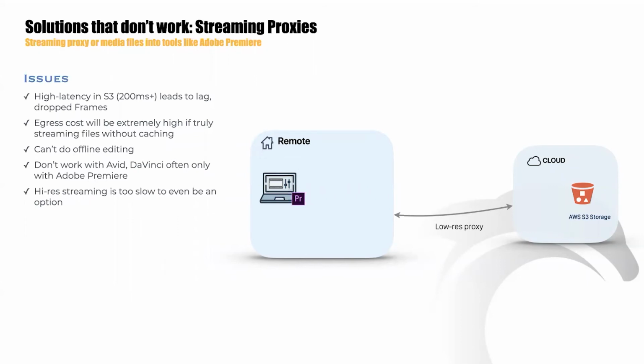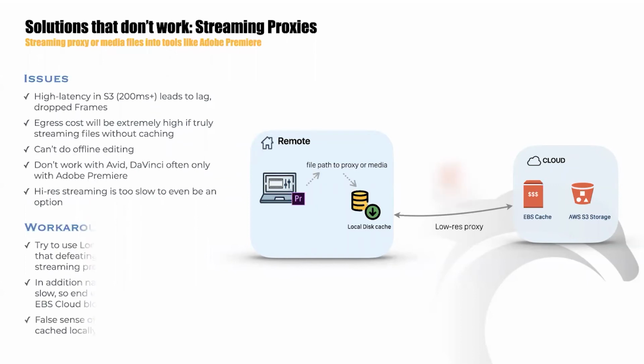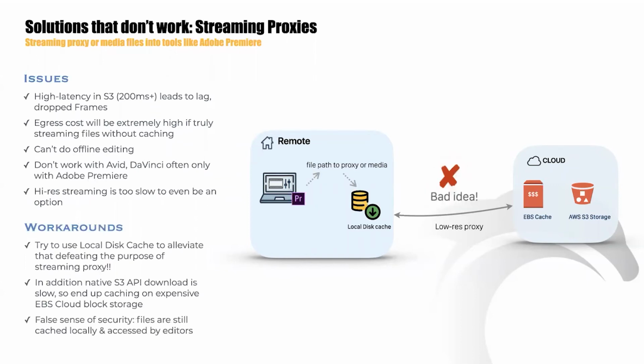So how do these solutions that talk about streaming proxies then deal with that? They come up with the following workarounds. They actually do not do true streaming. They start to use caching. For example, some solutions put a local disk cache in front of your Premiere editing tool. And these local disk caches are used to alleviate the pain of direct streaming. But that defeats the purpose of streaming proxy in the first place, which was not to cache, not to download anything on the local workstation.